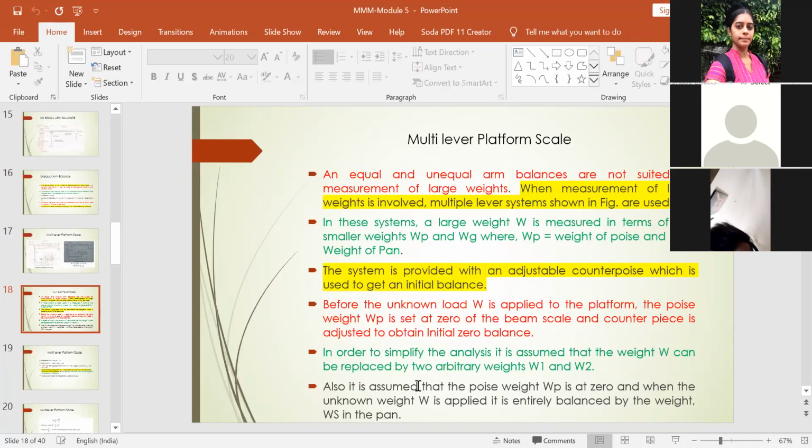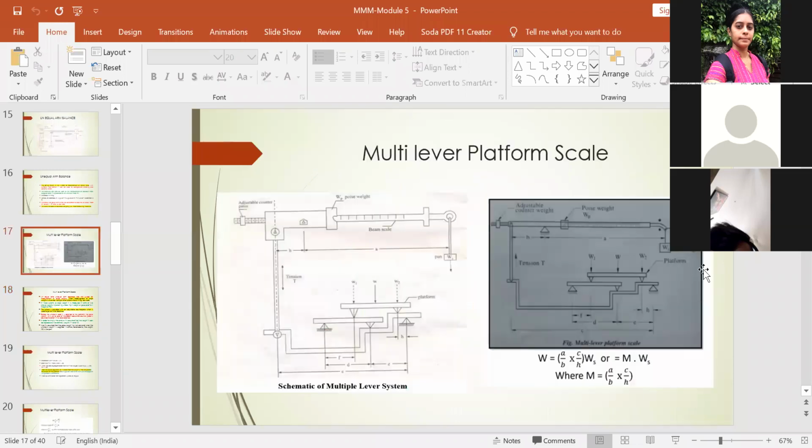And also it is assumed that the poise weight Wp is at 0, and when the unknown weight W is applied, it is entirely balanced by the weight Ws in the pan. So I told you initially we keep Wp as 0, and we assume the poise weight to be 0 when you add an unknown weight also. So when the unknown weight W is applied, it is entirely balanced by the weight we add in the pan.